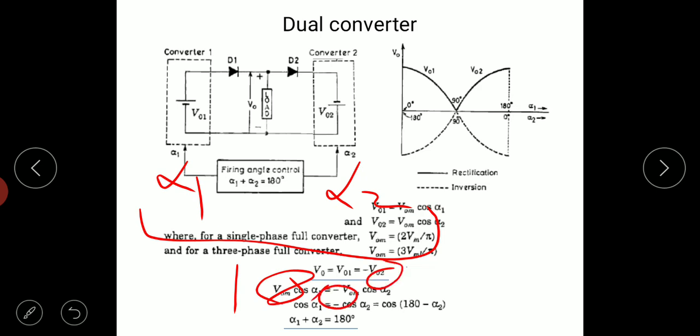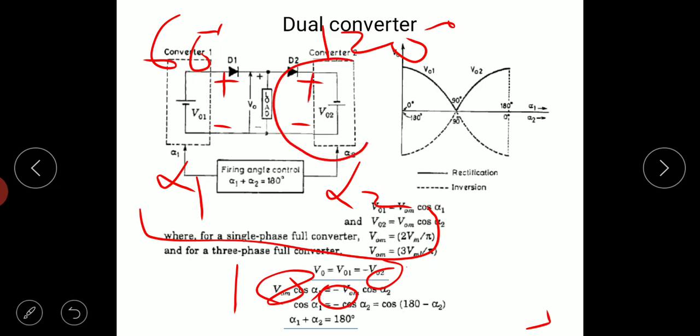That means if converter 1 is operated at 60 degree, then converter 2 must operate at 120 degree. The voltage due to converter 1 will be positive and voltage due to converter 2 will be negative. Remember, it is connected in opposite direction. So now the polarities will match in both the cases and magnitudes are also considered as equal. V naught M is considered to be same in both cases.